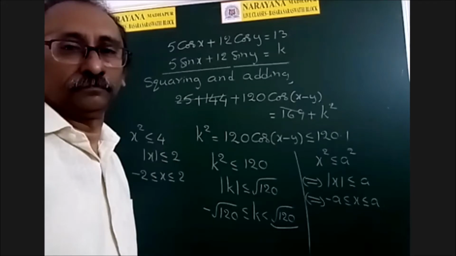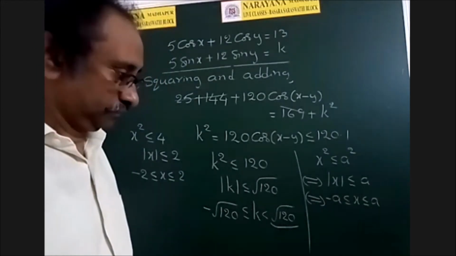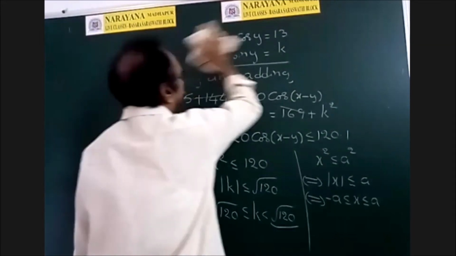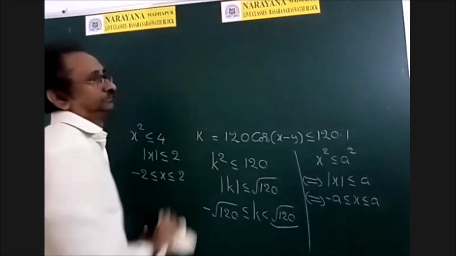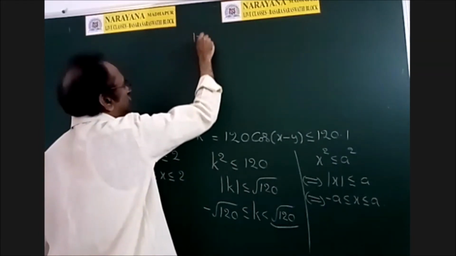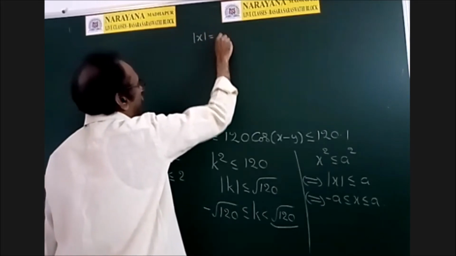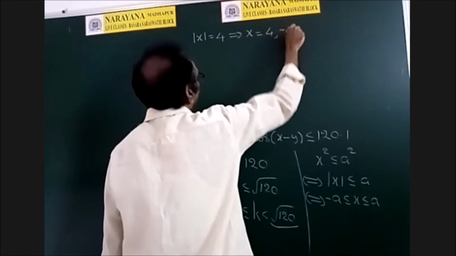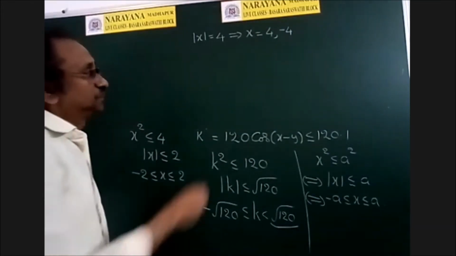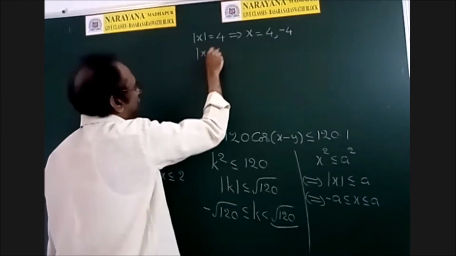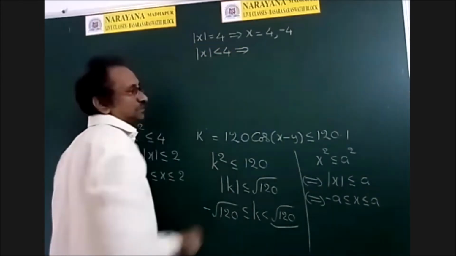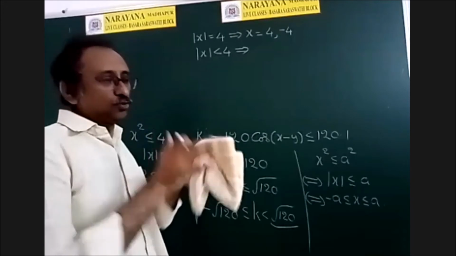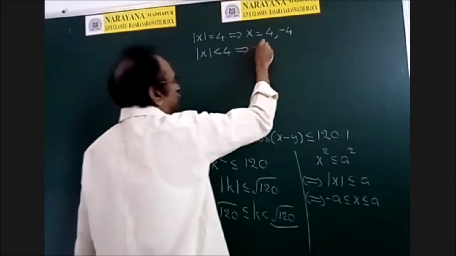Any doubts? Sir, what if mod x is greater than or equal to a? Right, I will write. Okay, let us see by an example. Mod x is equal to 4 means x will have 2 solutions, one is 4, another is minus 4. Mod x less than 4 means the magnitude of x is less than 4, so that value should lie in between minus 4 and plus 4.